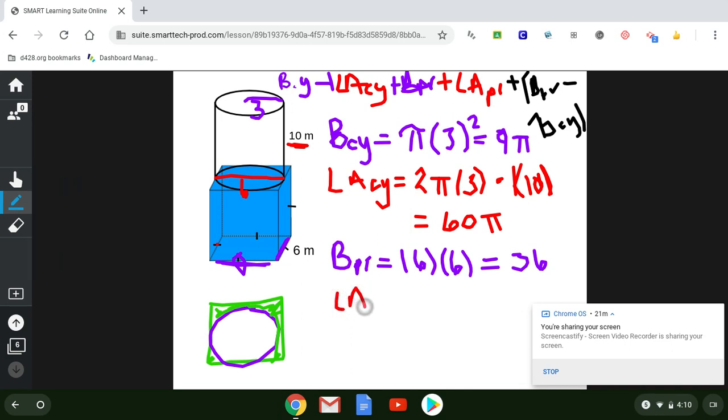And then the lateral area of the prism. Okay, lateral area of the prism, remember that's perimeter times the height of the prism. So my perimeter is all the way around here. It's all 6, so 6 times 4 is 24. And the height of the prism also has a tick mark, so the height of the prism is 6. So I take 24 times 6, and I get 144.